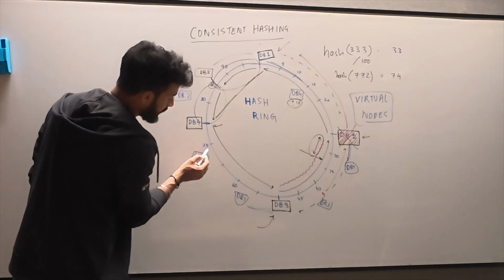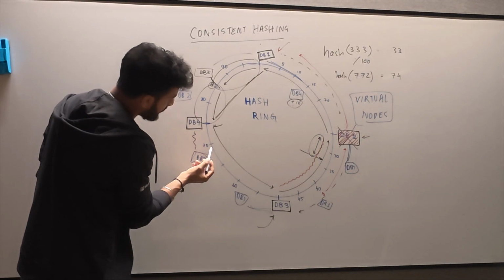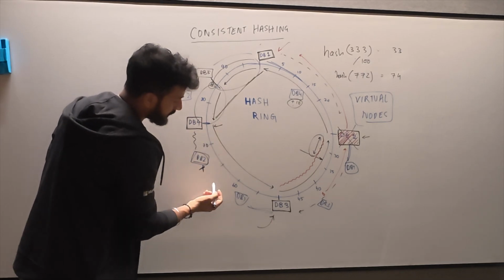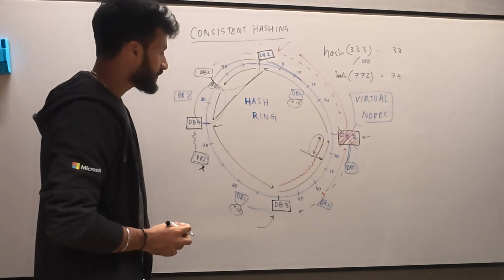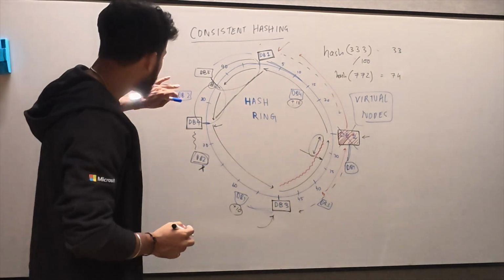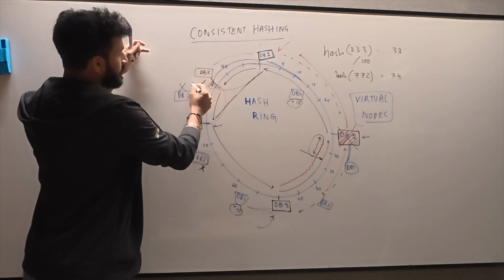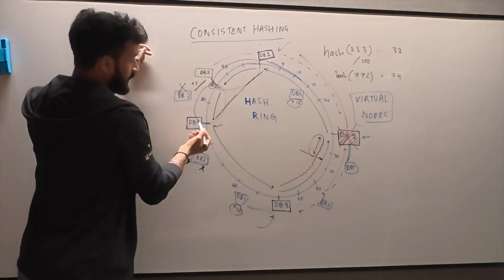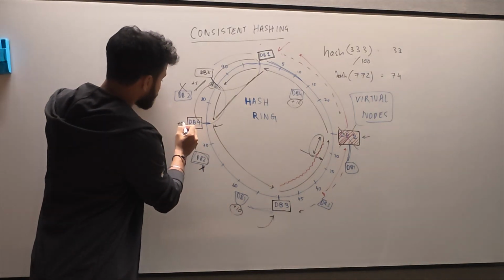What happens? Only this much data, which is from 75 to 65, goes to DB1. So DB1 now takes 10 more data. And DB2 here is also there, so this also goes down. So let's say only a 5% ratio of data gets added to DB4.